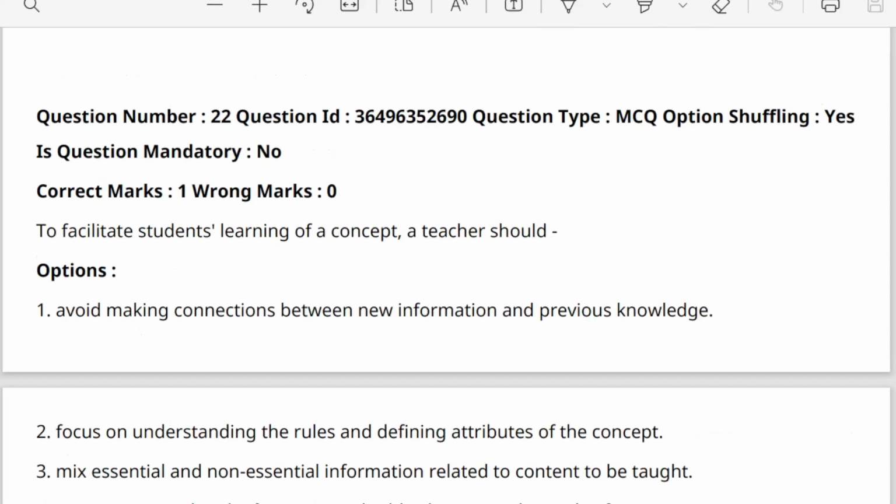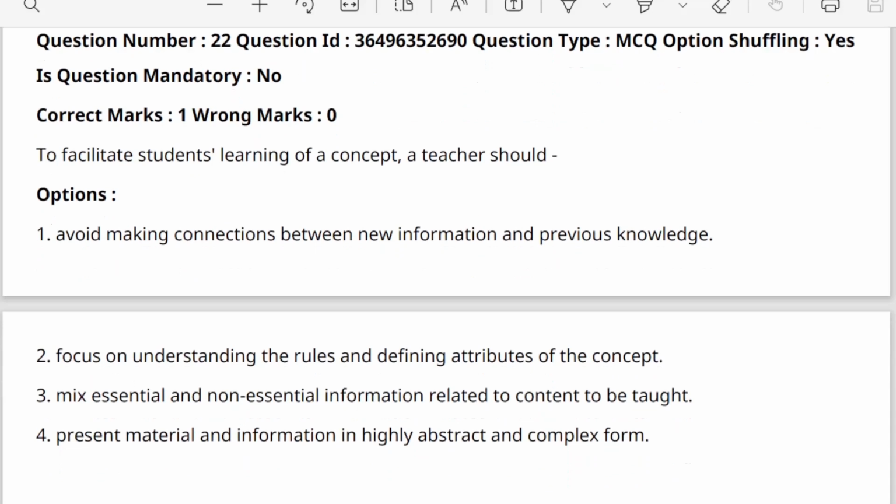Question 22. To facilitate a student's learning of a concept, the teacher should avoid making connections between new information and previous knowledge, focus on understanding the rules and definitions, attributes of the concept, mix essential and non-essential information related to the content to be taught, or present material and information in highly abstract and complex forms.